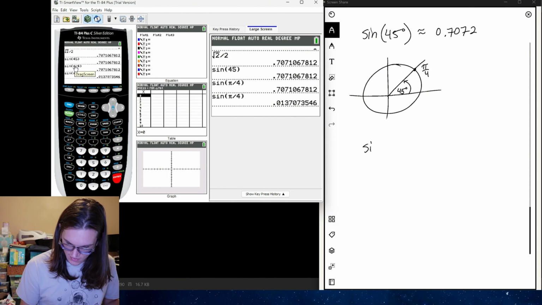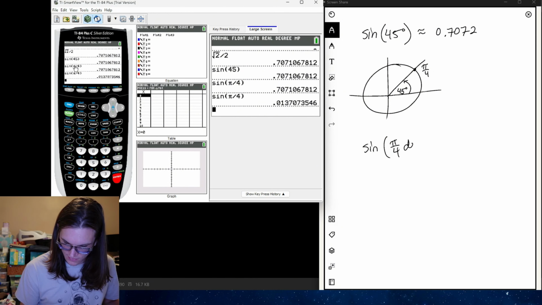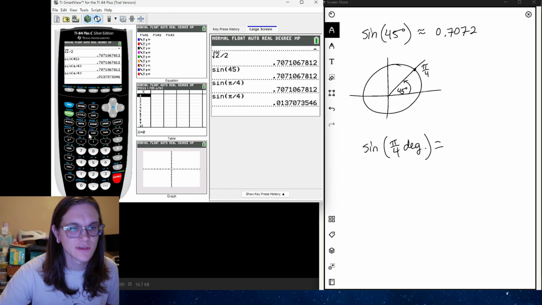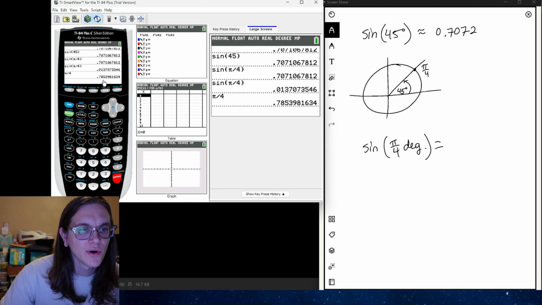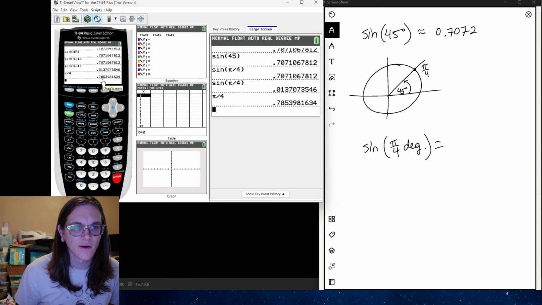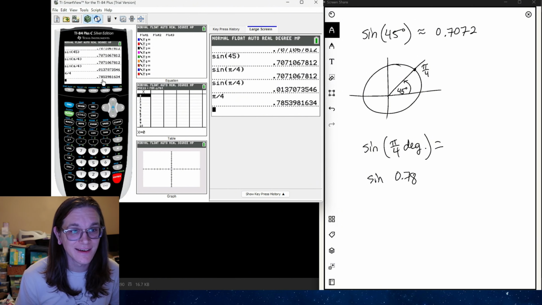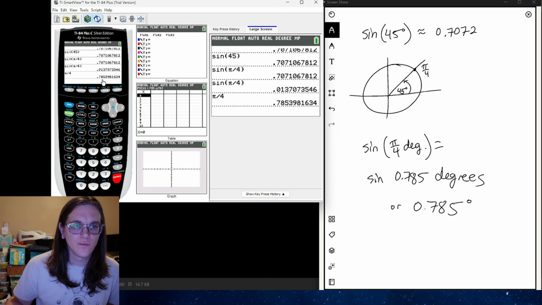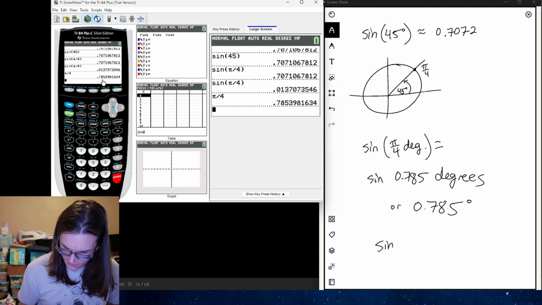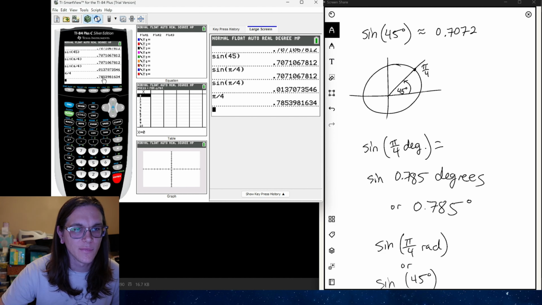Because what you've done is sine of pi over 4 degrees, essentially, which is just this number, pi over 4, okay? You put into the calculator just now sine of 0.785-ish degrees, right? When you wanted to do this, and so you got the wrong answer.